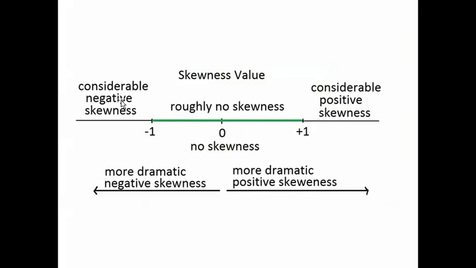If it comes out below -1, it's a considerable negative skewness. And if it comes out above +1, it's considered a considerable positive skewness. So what we see here are just the guidelines for interpreting the skewness value.